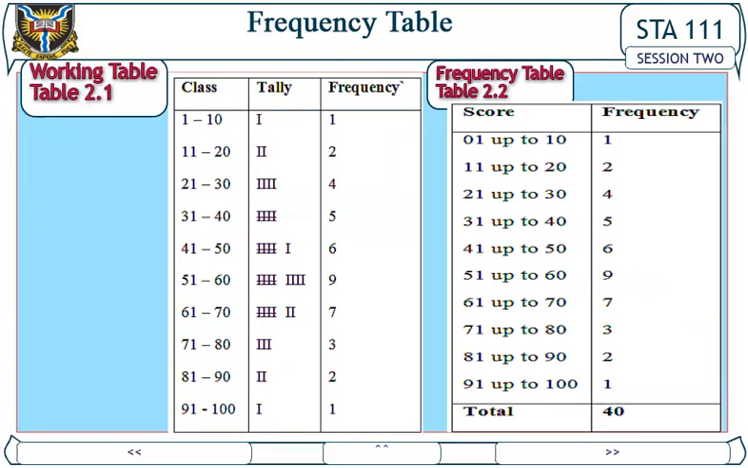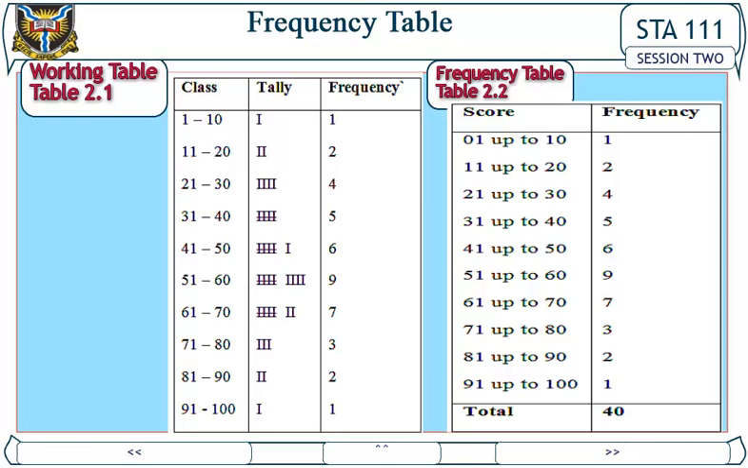Class: 1 to 10, 11 to 20, 21 to 30, 31 to 40, 41 to 50, 51 to 60, 61 to 70, 71 to 80, 81 to 90, 91 to 100. Tally. Frequency: 1, 2, 4, 5, 6, 9, 7, 3, 2, 1.